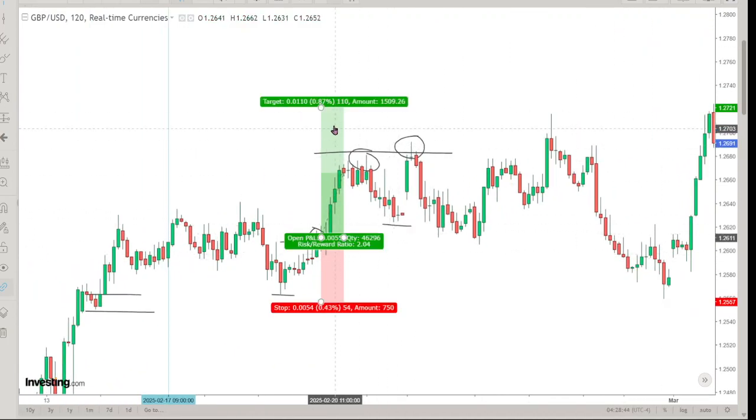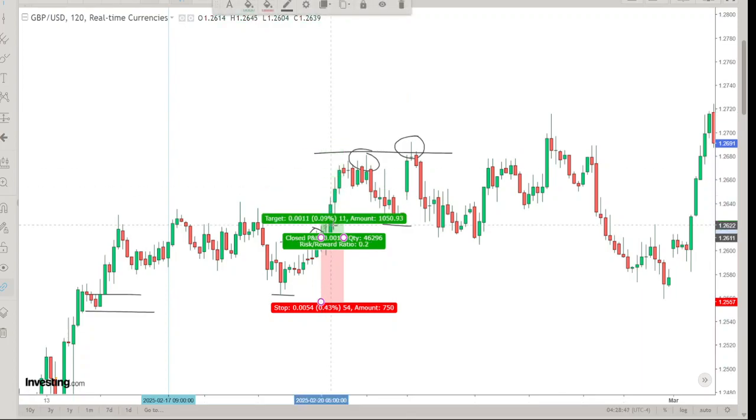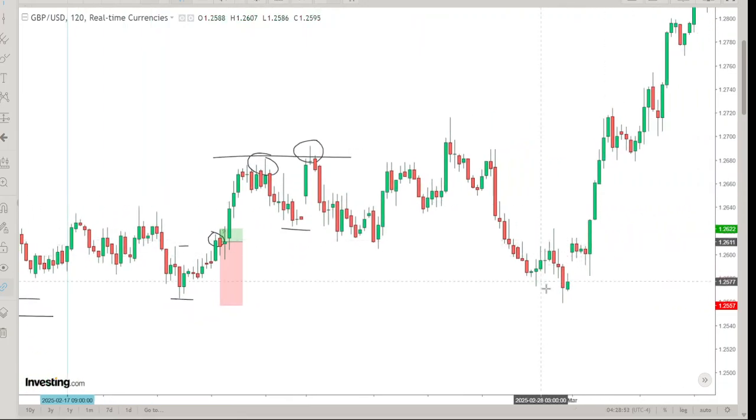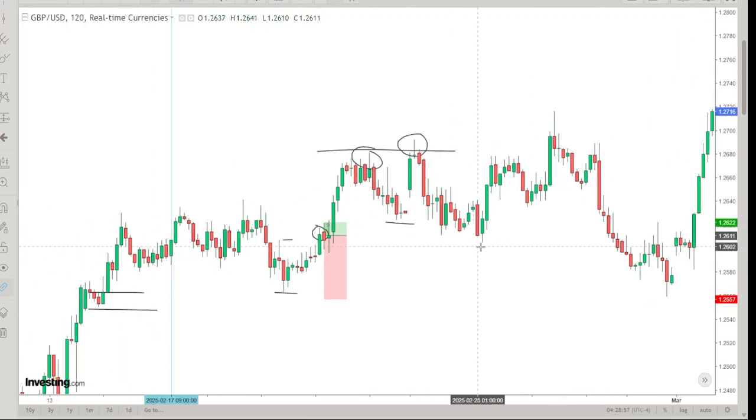But with the trailing, this is what we get. I can show this version. So there's no entry here as well, but yeah, that's one example. What else can we do?